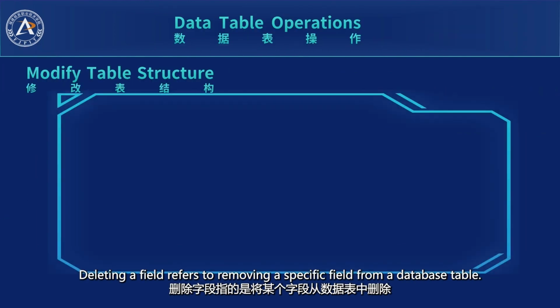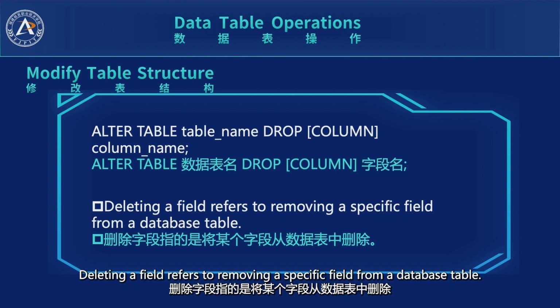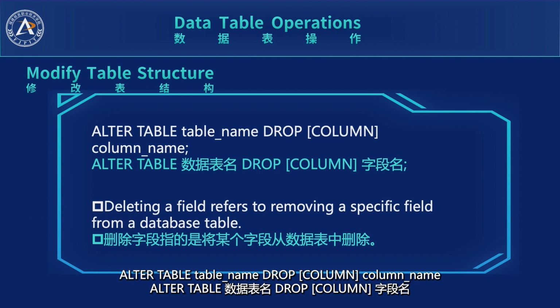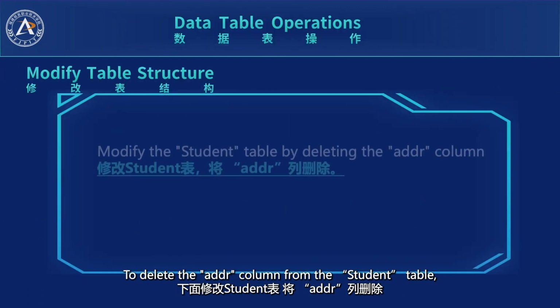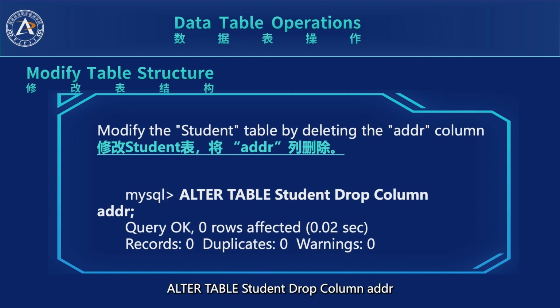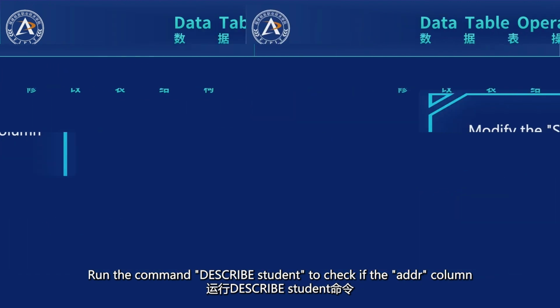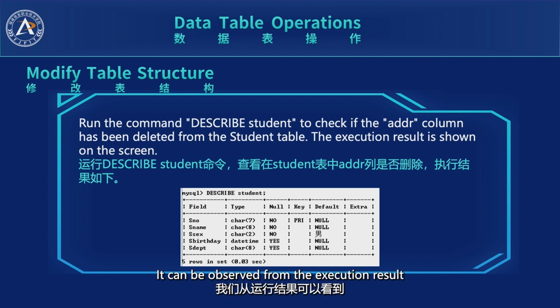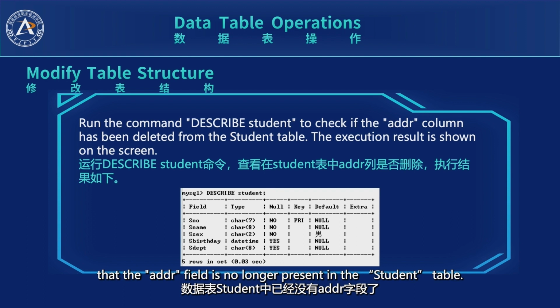Deleting a field refers to removing a specific field from a database table. In MySQL, this can be achieved by using the drop statement. The statement used for this purpose is alter table table_name drop column column_name. To delete the add column from the student table, you can use the following statement. Alter table student drop column add. Run the command describe student to check if the add column has been deleted from the student table. It can be observed from the execution result that the add field is no longer present in the student table.